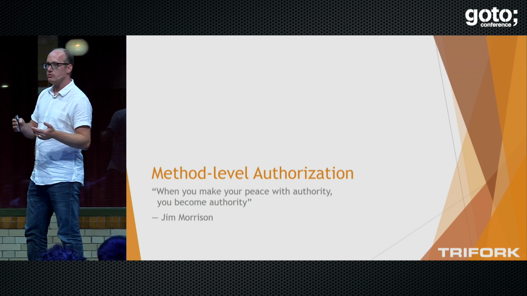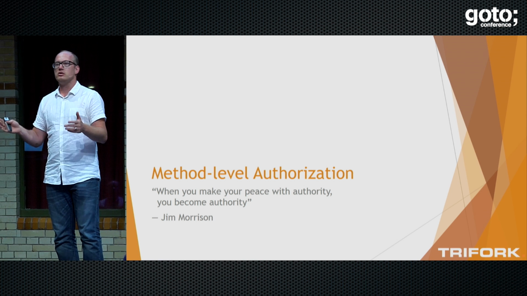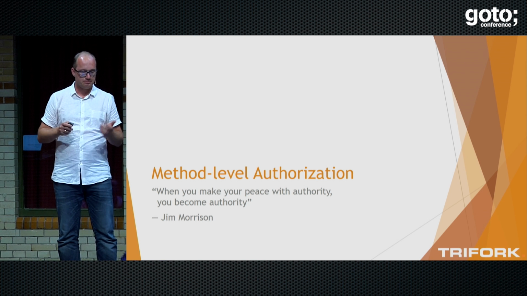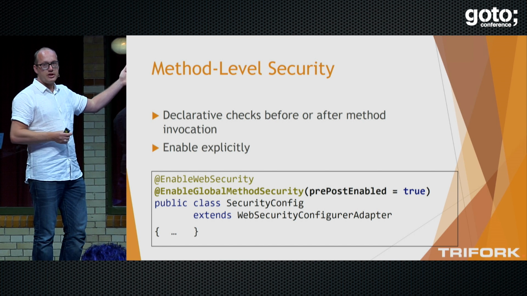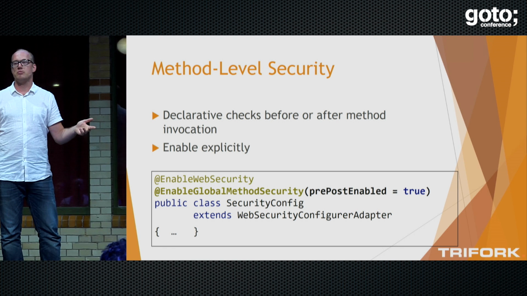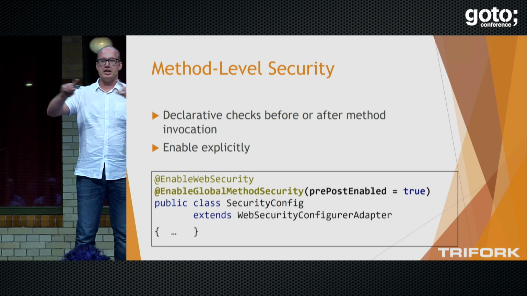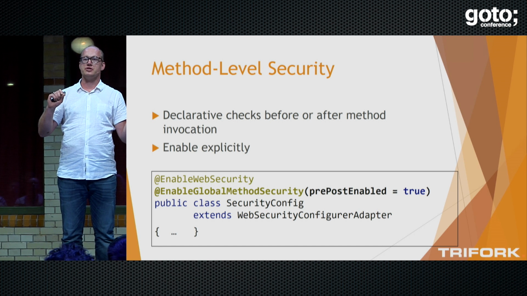So in many cases, what you want to do is, in addition to this, and not instead of this, use method level security as well. This is something that you need to enable explicitly. I'm just showing it here for those of you who actually care about Spring Security. There is an @EnableGlobalMethodSecurity annotation. You can say, I want to enable these pre-post annotations.